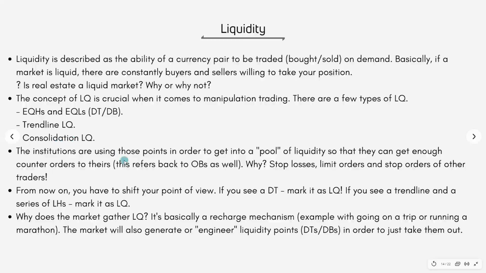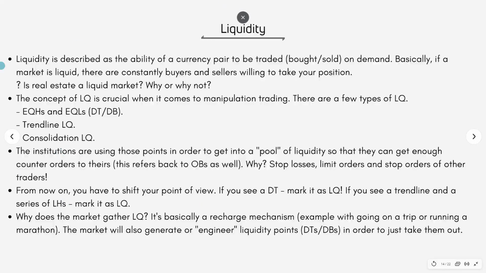So let's carry on, right? The institutions are using those points in order to get into a pool of liquidity, where the stop losses are, so that they can get enough counter orders to theirs. This refers back to the OB explanations. Why? Well, stop losses, limit orders, stop orders of other traders. So above every high and below every low, there will be orders.